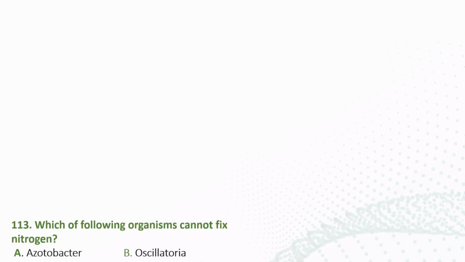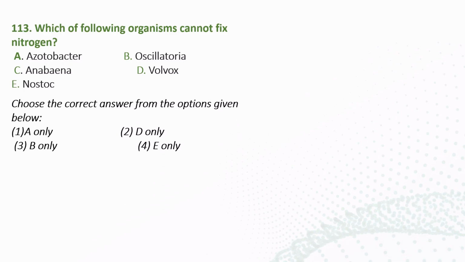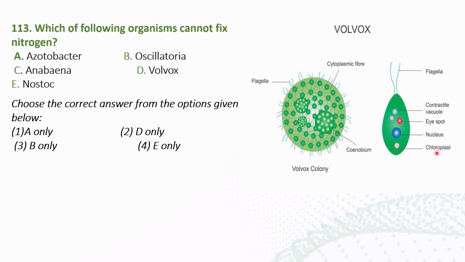So what is the next one? Yeah, which of the following organisms cannot fix nitrogen? So you have to say which bacterium or microorganism will not fix nitrogen. We know that there are some nitrogen fixing bacteria present in the environment. So in these four you have to say which one is not responsible.